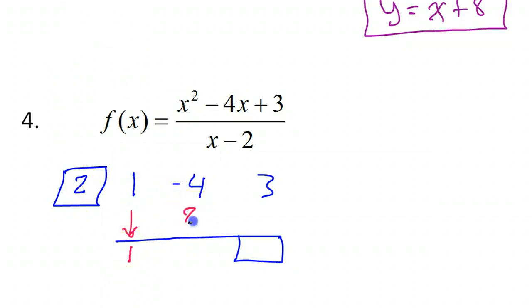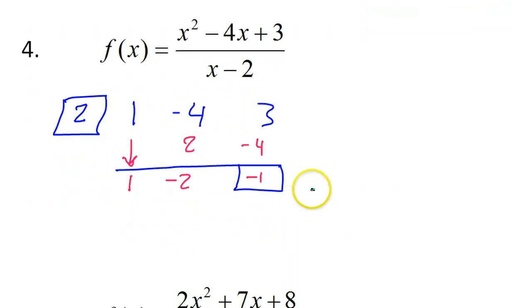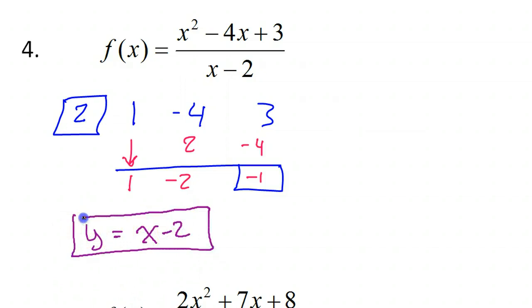1 times 2 is 2. That makes negative 2. And that makes negative 4. And that's negative 1. Okay, so once again, ignore the remainder there. If I put my variable back in, this is going to be y equals x minus 2. And that is my slant asymptote.